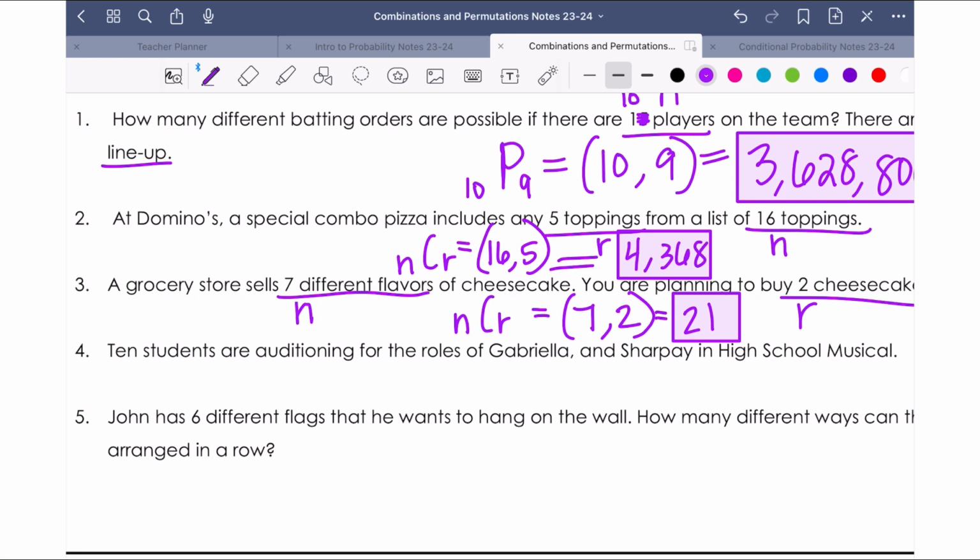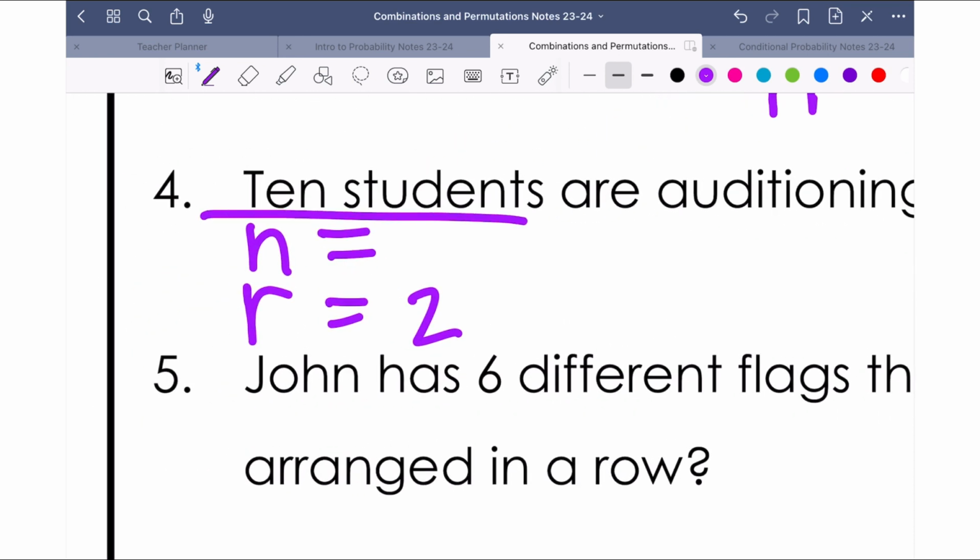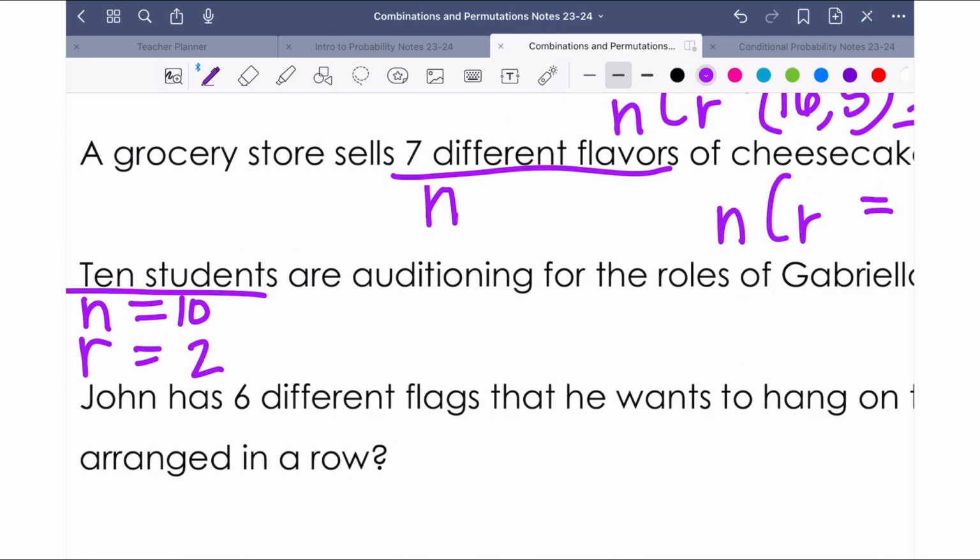says 10 students are auditioning for the roles of Gabriella and Sharpay in High School Musical. And that's all they say. So obviously we need to fill the roles. There's only 2 roles to fill in this scenario. Gabriella and Sharpay. So that's 2 roles. So the number you want is 2. And how many students are auditioning? 10. So there's a total of 10 students, but I'm only going to pick 2.